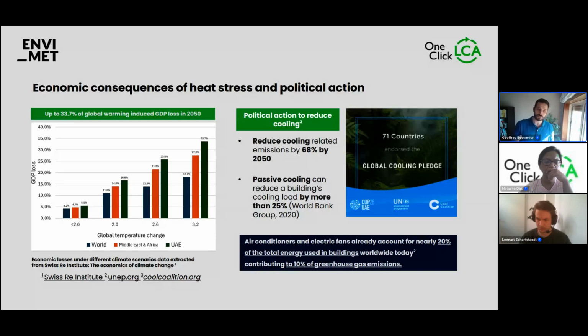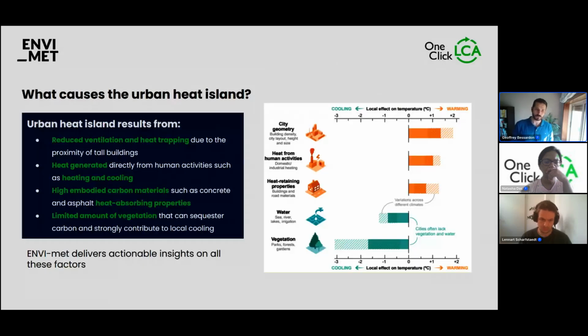There was a study by the World Bank Group in 2020 that says that passive cooling solutions can reduce the cooling load by 25%. So it's really important. And on top of this, air conditioning and electric fans already have a cost. They constitute about 20% of the total energy consumed in buildings, and about 10% of greenhouse emissions today. So really, trying to promote passive solutions could be an idea. And to talk about passive solutions, it is important to understand what caused the urban heat island. On the right-hand side, you have a schematic produced by the IPCC.